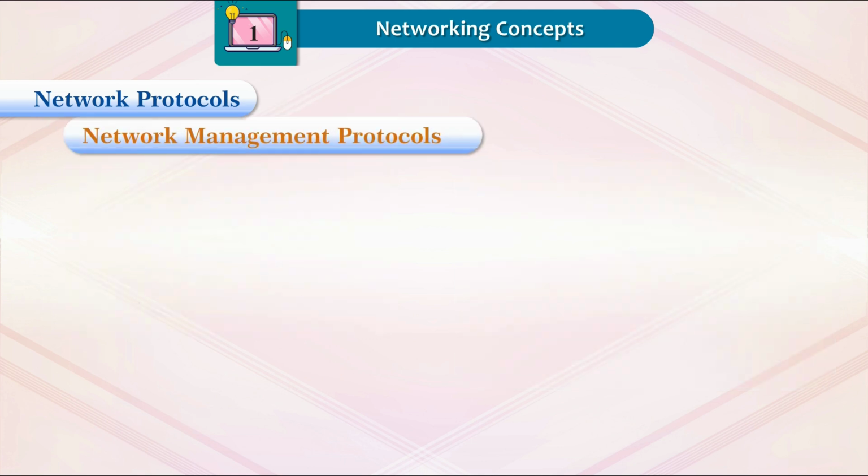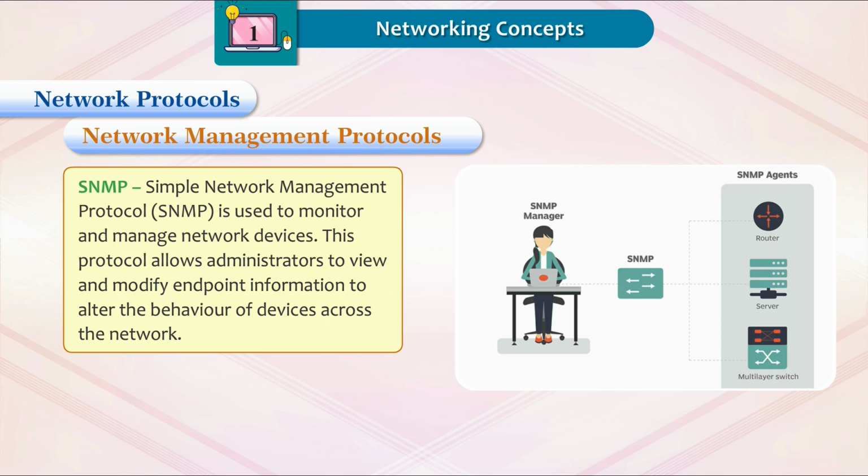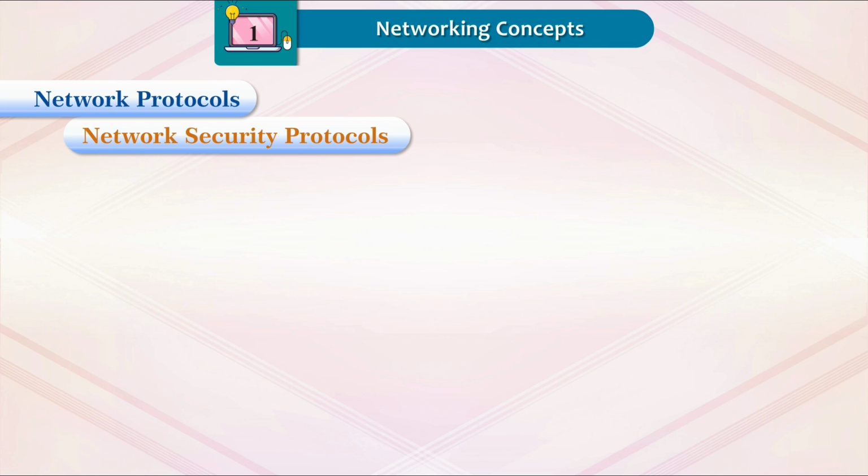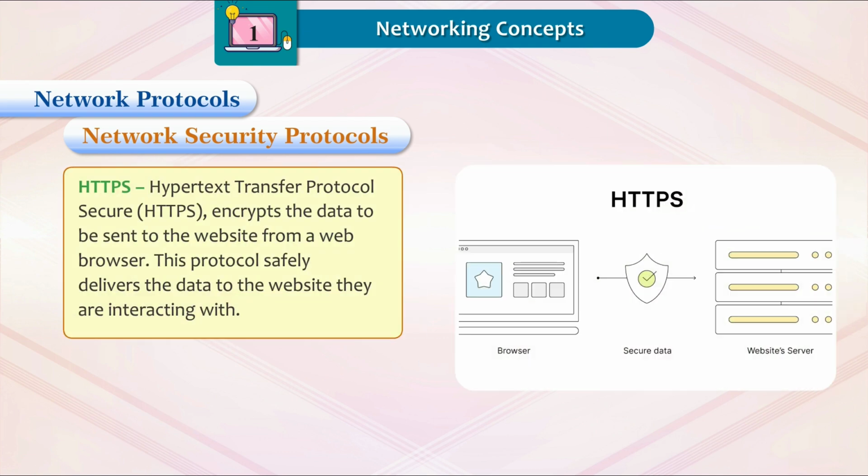Network Management Protocols. SNMP. Simple Network Management Protocol or SNMP is used to monitor and manage network devices. This protocol allows administrators to view and modify endpoint information to alter the behavior of devices across the network. Network Security Protocols. HTTPS. Hypertext Transfer Protocol Secure or HTTPS encrypts the data to be sent to the website from a web browser. This protocol safely delivers the data to the website they are interacting with.